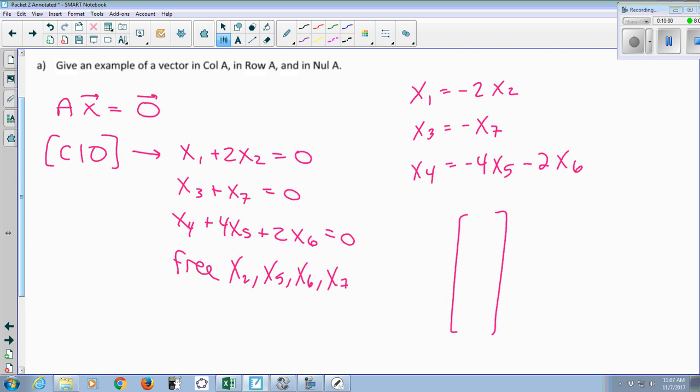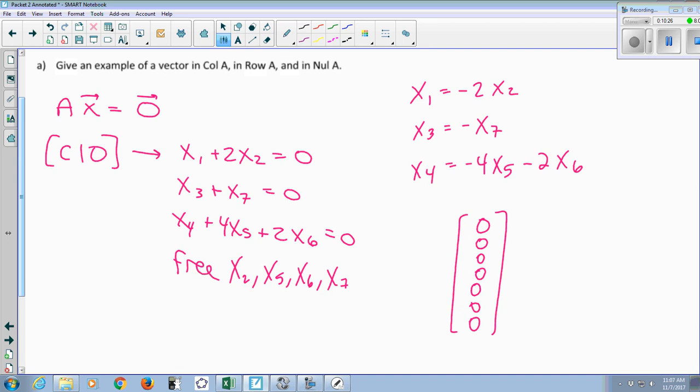Zeros or ones? Yeah. Let's pick zeros. So x2, x5, x6, and x7 are zeros. And then you calculate the x1, x3, and x4, which would all turn out to be 0.